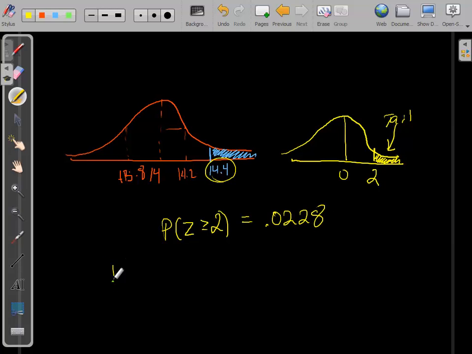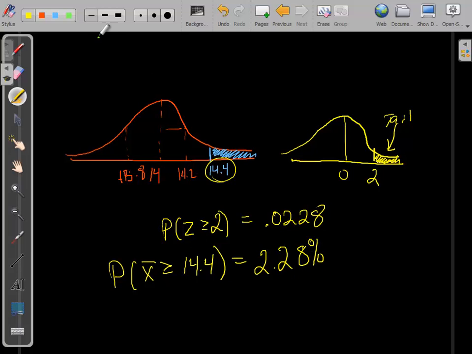So in other words, the probability of having a sample mean drawn from a sample of size 25 exceed 14.4 is the same as the probability here, so that's going to be 2.28%. So that's not very likely. The probability of observing that value or something more extreme is only 2.28%.